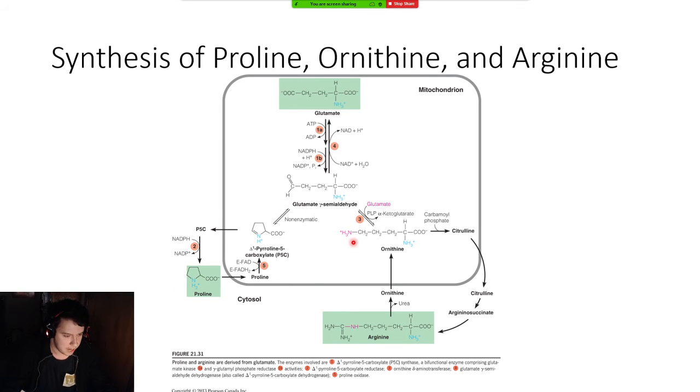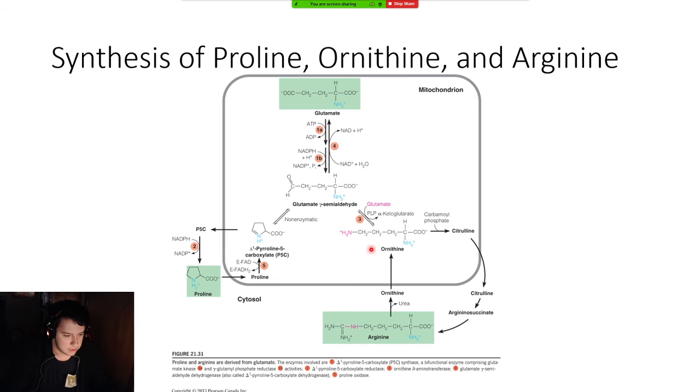Now if we go down the other path, we have another glutamate that has its amine group transferred to the glutamate gamma semialdehyde to get another alpha ketoglutarate, which we will use for other amino acid synthesis. And then we get this ornithine, which is important. It's a little vague, but this ornithine goes through the urea cycle, through all these little pathways to finally get arginine.